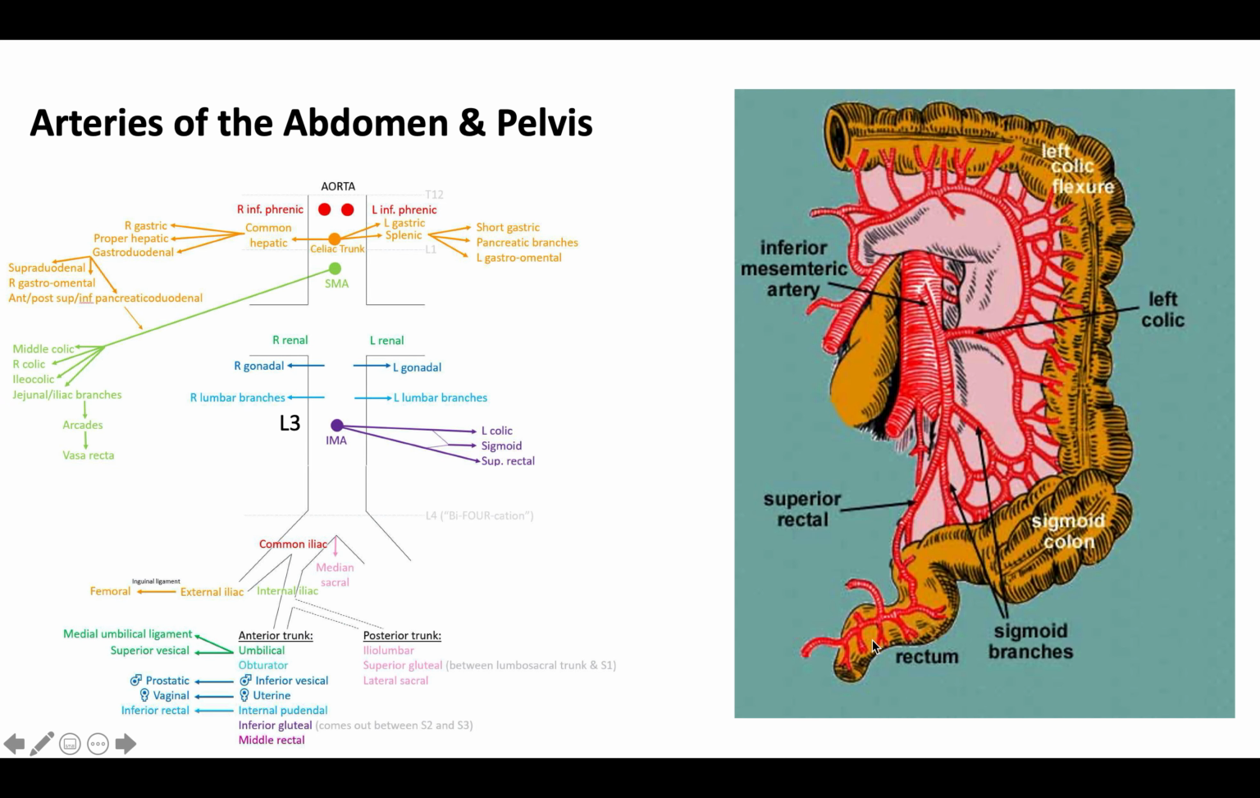And then we have finally the rectum, where we have our superior rectal artery, right? This is also exceptionally important because just like with this one, how we had an anastomosis up here, we have an anastomosis here.